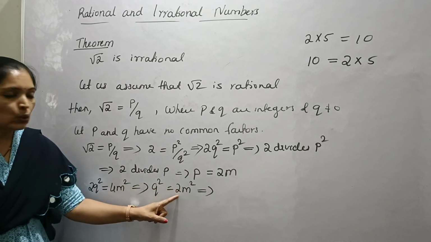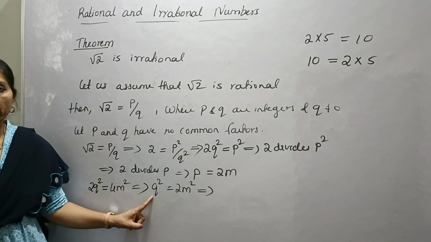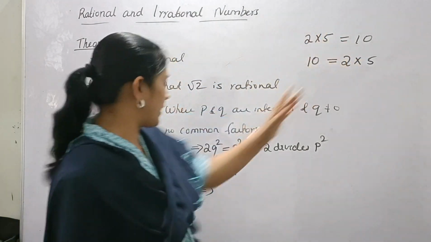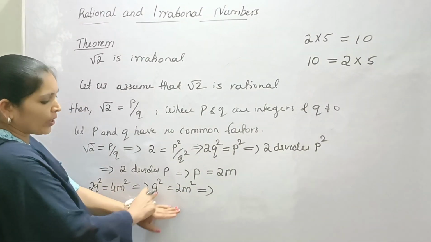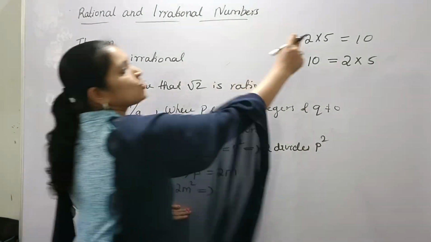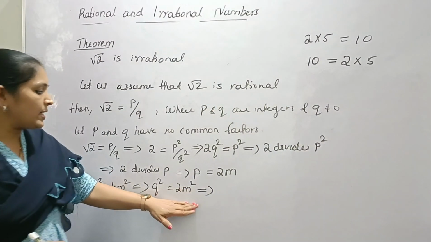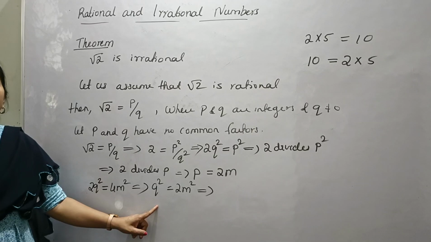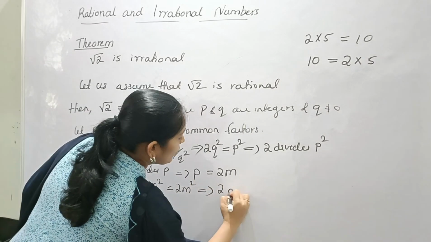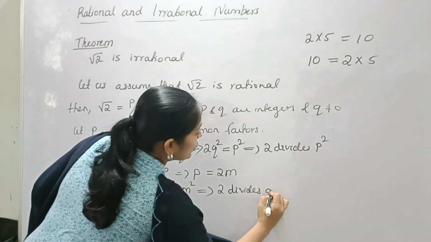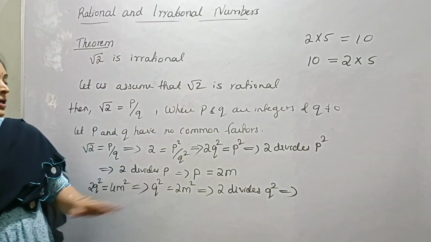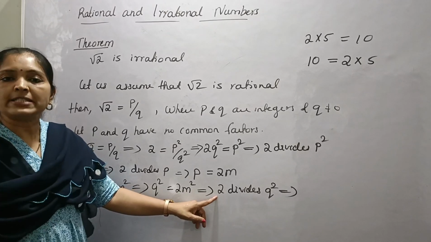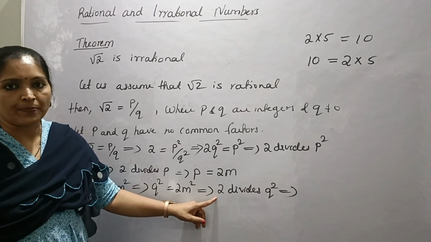Here also 2 is a factor of q square. 2 is a factor of 10: 2 into 5 is equal to 10. Similarly, 2 into m square is equal to q square. Therefore, 2 is a factor of q square, that means 2 divides q square. That implies, by the theorem, since 2 is a prime number: if p divides a square, then p divides a.